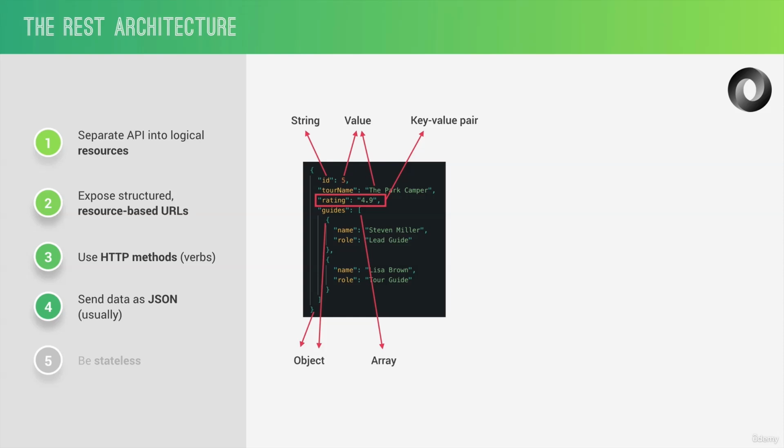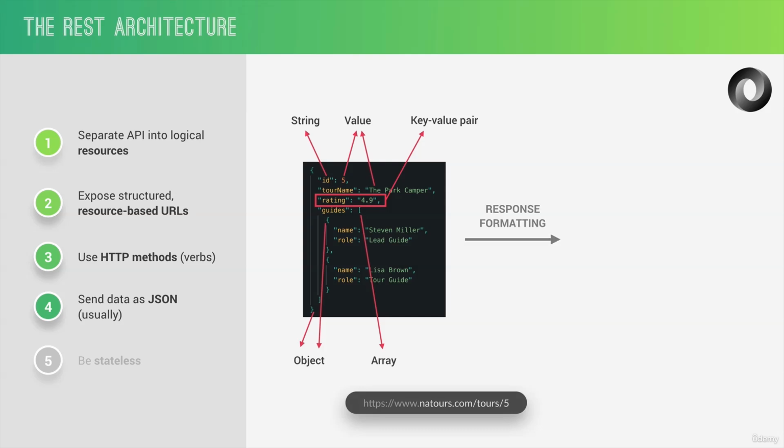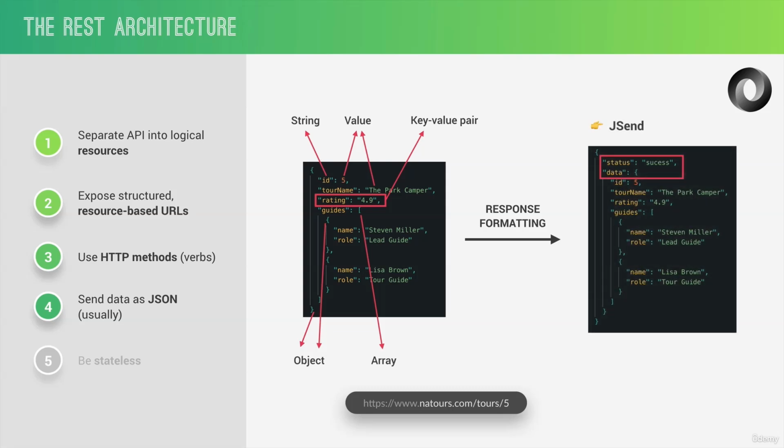So let's say that this is the data that we have in our database for a GET request to this URL, so the tour with ID of 5. Now, we could send it back like this to the client, but we usually do some simple response formatting before sending. There are a couple of standards for this, and we're going to use a very simple one called JSend. So we simply create a new object, then add a status message to it in order to inform the client whether the request was a success, fail, or error, and then we put our original data into a new object called data.